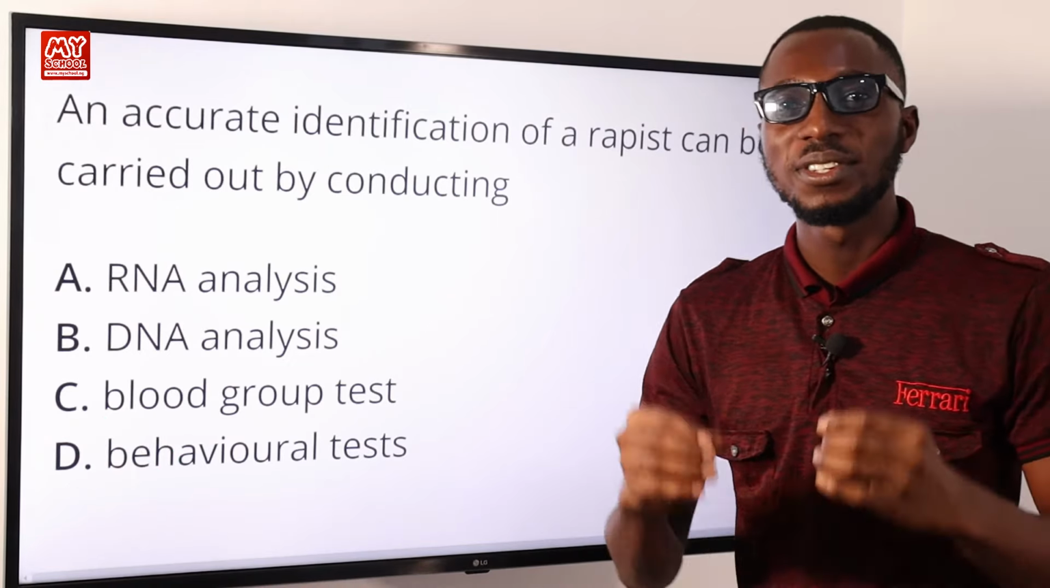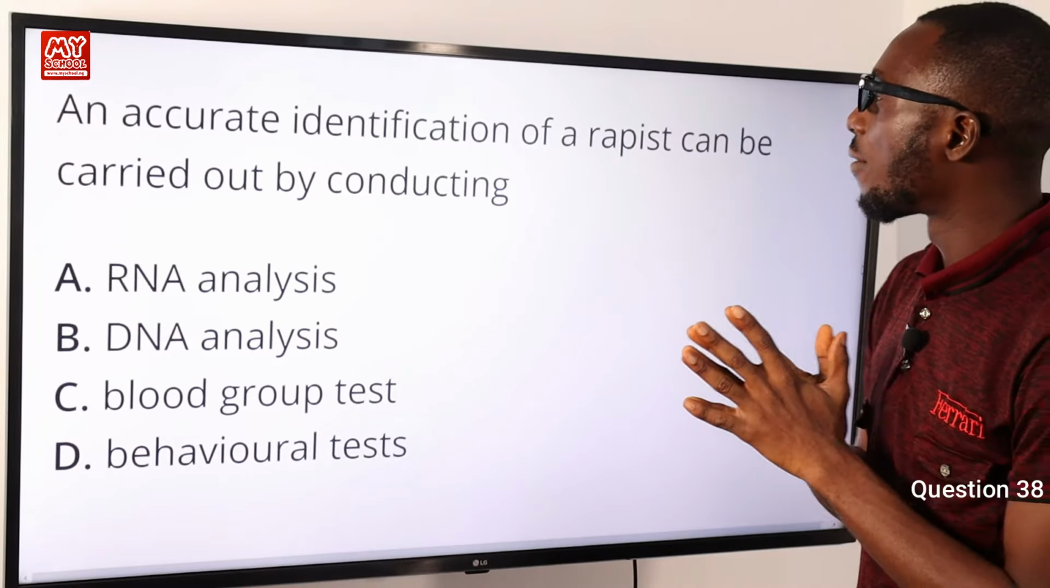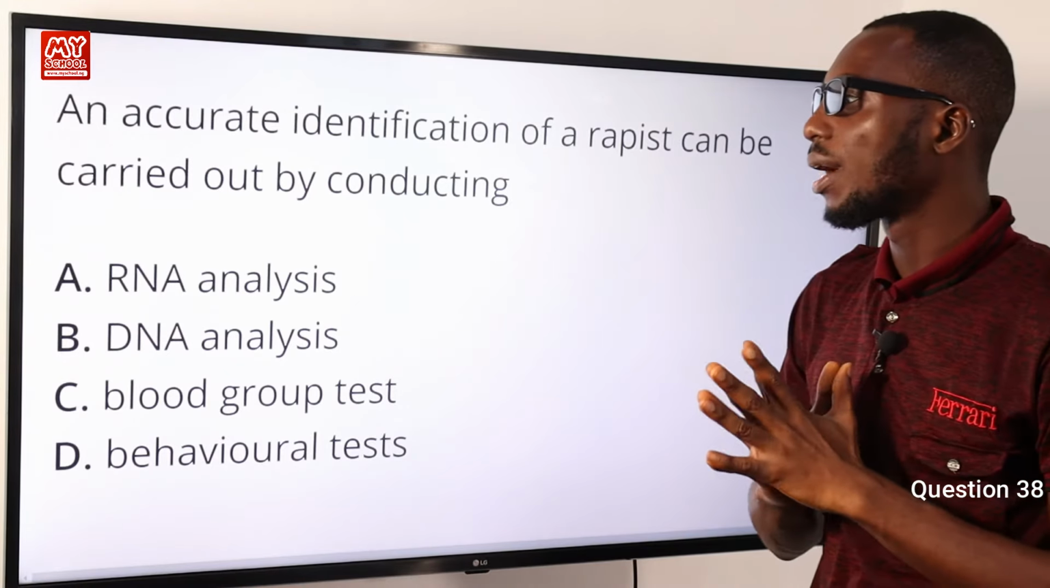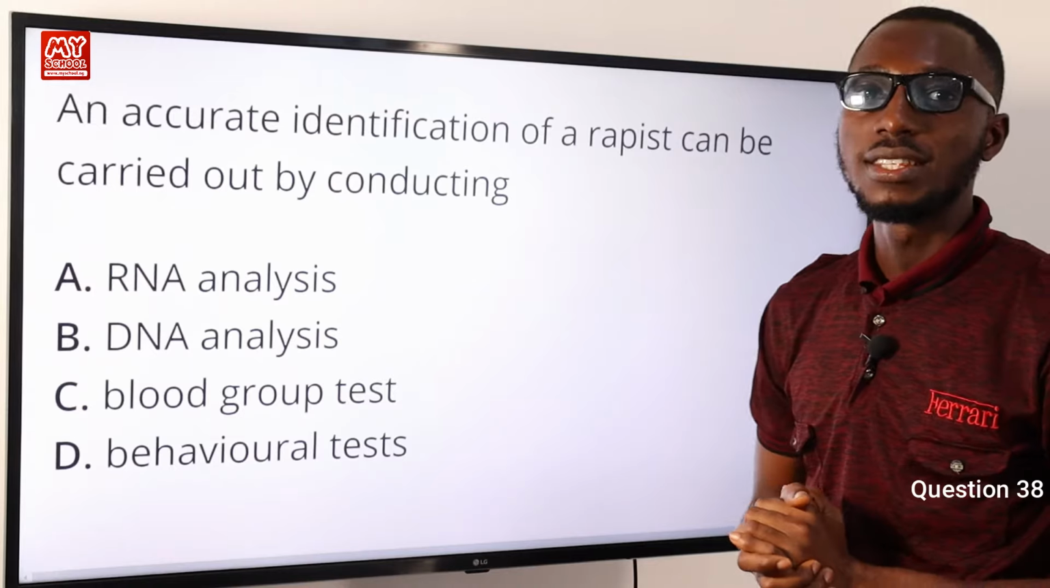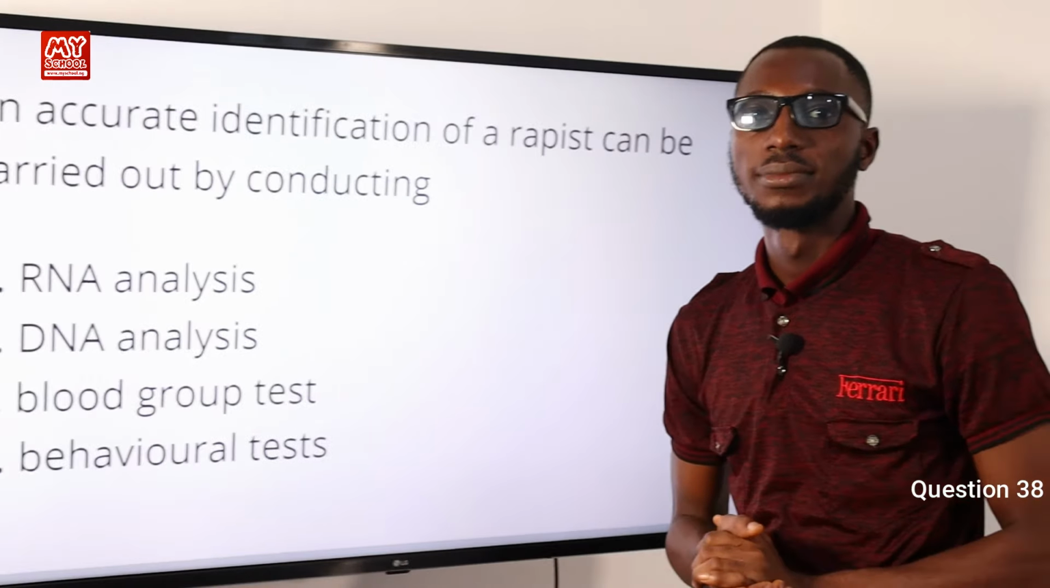So we are tackling question 38. An accurate identification of a rapist can be carried out by conducting what? By conducting DNA analysis or DNA profiling. It's a forensic technique in criminal investigation and other uses. So option B is very correct.